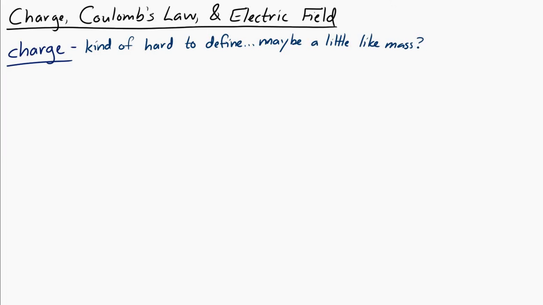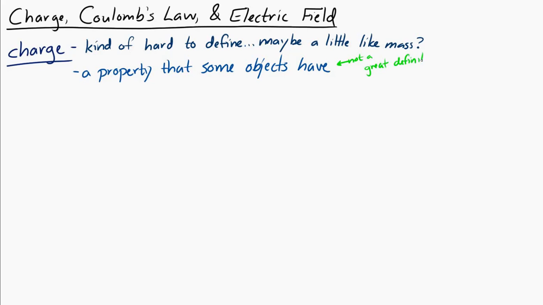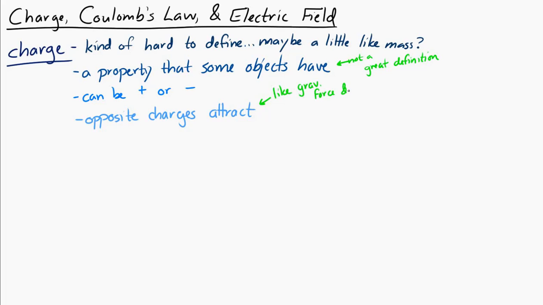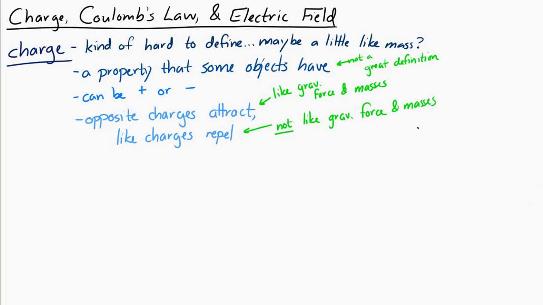What we can say about it, though, is that it's a property that some objects have. No, that's not very satisfactory, but it's true. It can be positive or negative, and we know that opposite charges attract each other. So it's a little bit like what we saw with gravitational forces between masses. However, we also know that with charge, like charges repel each other, which is quite different than with gravitational forces. Gravitational forces could never be repulsive, but like charges repel each other.